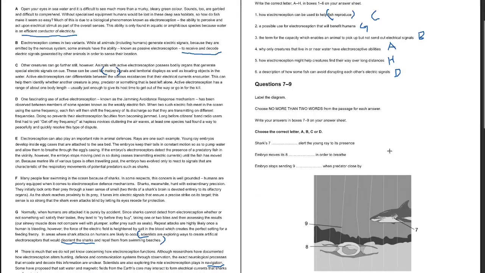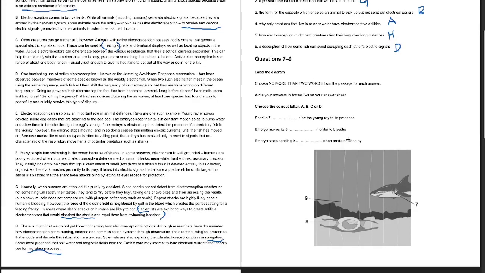Alright. So now let's look at questions 7 to 9. Label the diagram. Choose no more than 2 words from the passage for each answer. Write your answers in boxes 7 to 9 on your answer sheet. Okay. So 7. Sharks. What alert the young ray to its presence? Okay, so now we need to look at E, because that's exactly what it's talking about, rays.